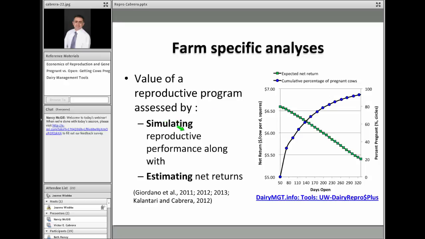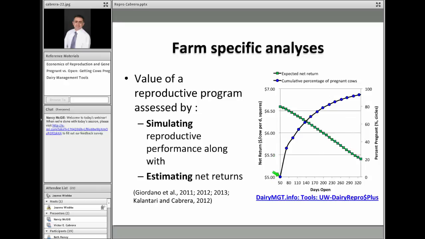What it does is simulate the reproductive performance along with the net returns. And the core of the tool is represented in this figure on the right of this slide. Let me discuss this briefly. On the x-axis, we have days open, or days after calving, starting at 50 days and going to 320 days and even a little more. And on the vertical axis, we have the net return measured as dollars per cow per day, which is the green curve here.